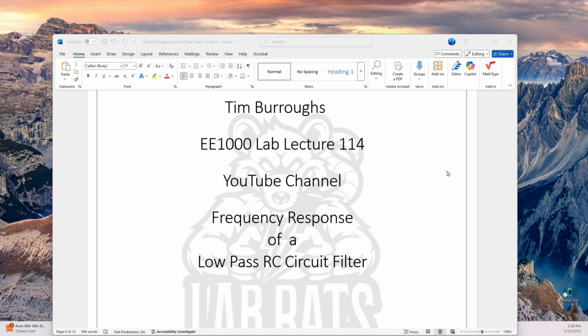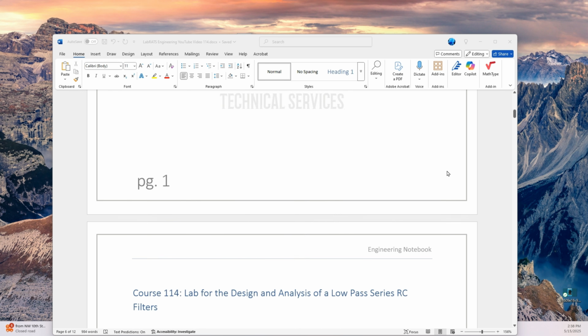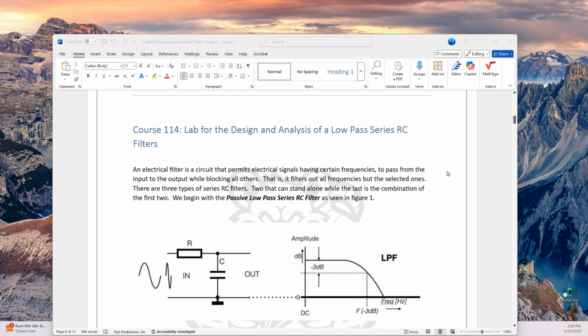Hello, today's lecture is lecture 114. It is the frequency response of a low-pass RC circuit filter. Just for a little review, an electrical filter is a circuit that permits electrical signals having certain frequencies to pass from the input to the output while blocking all others. That is, it filters out all frequencies but the selected ones. There are three types of series RC filter, two that can stand alone, while the last is a combination of the first two. We begin with a passive low-pass series RC filter as seen in Figure 1.